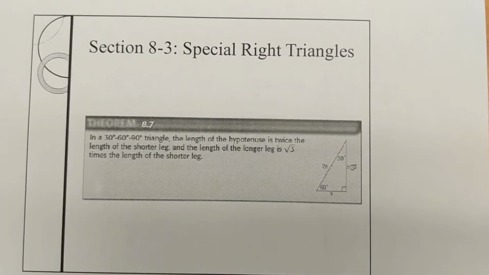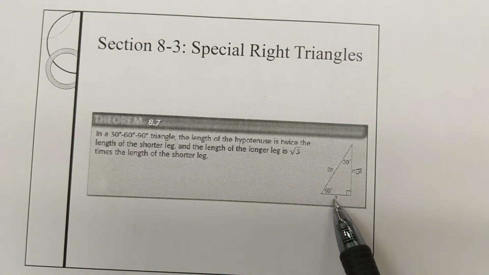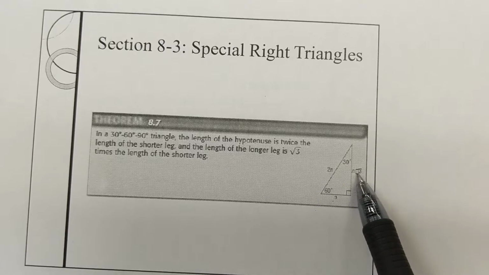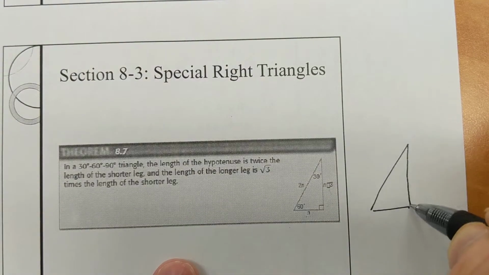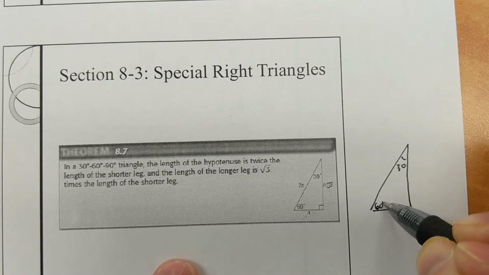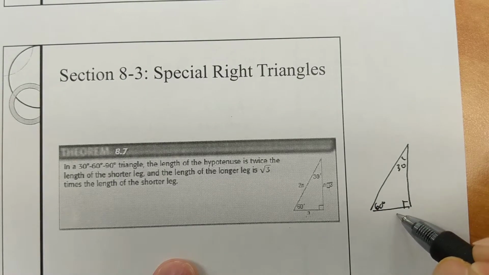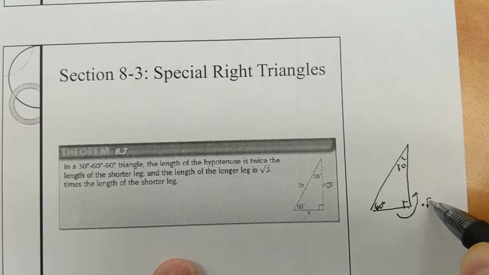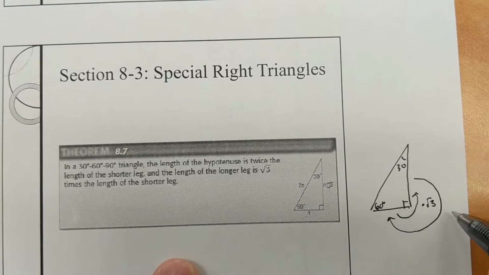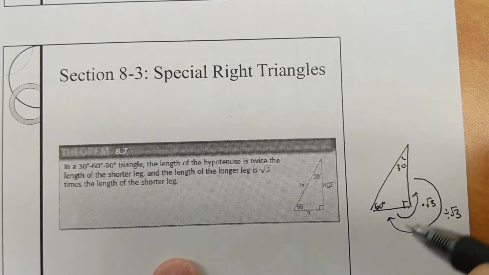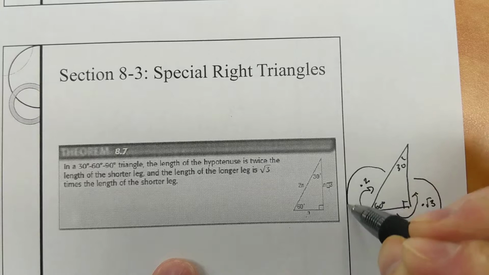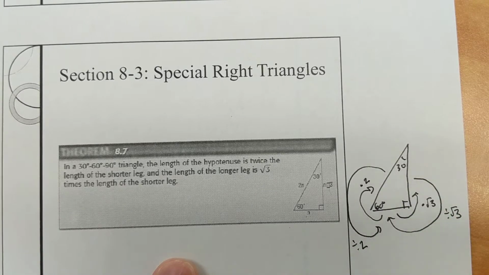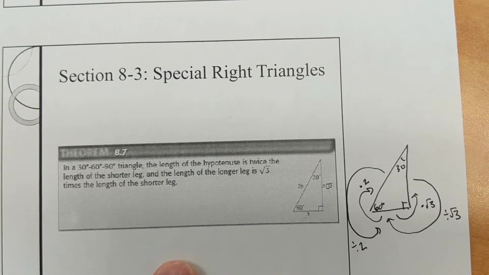All right, for the other kind, 30, 60, 90, everything is based off the short leg. So the hypotenuse is twice the shorter length, and the longer leg is root 3 times the shorter leg. So draw my little triangle here. So to go from the short leg to the long leg, you multiply by root 3. To go the other way, you divide by root 3. To go from the short leg to the hypotenuse, you multiply by 2. To go the other way, you divide by 2. So if you reverse the arrow, you just reverse the operation.